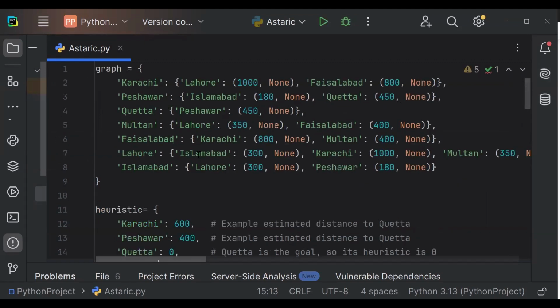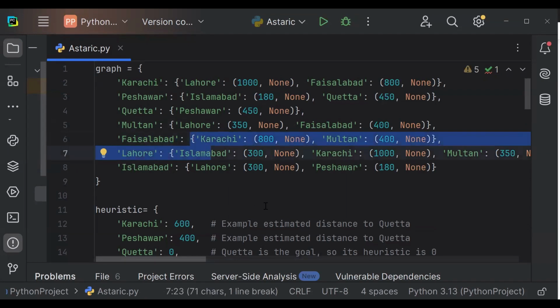So this is the code. In this code, as I have explained previously, Karachi is connected to Islamabad and Faisalabad and so on. You have to make a graph of this. And in this graph, there are also some distances, some costs mentioned here. From Karachi till Lahore, the actual cost required is 1,000. And from Karachi till Faisalabad, the cost required is 800. Similarly, from Faisalabad to Karachi, the cost is 800 because it's two-way. From Peshawar till Islamabad, the cost required is 180. From Peshawar till Quetta, the cost required is 450. This is the distance between the nodes.